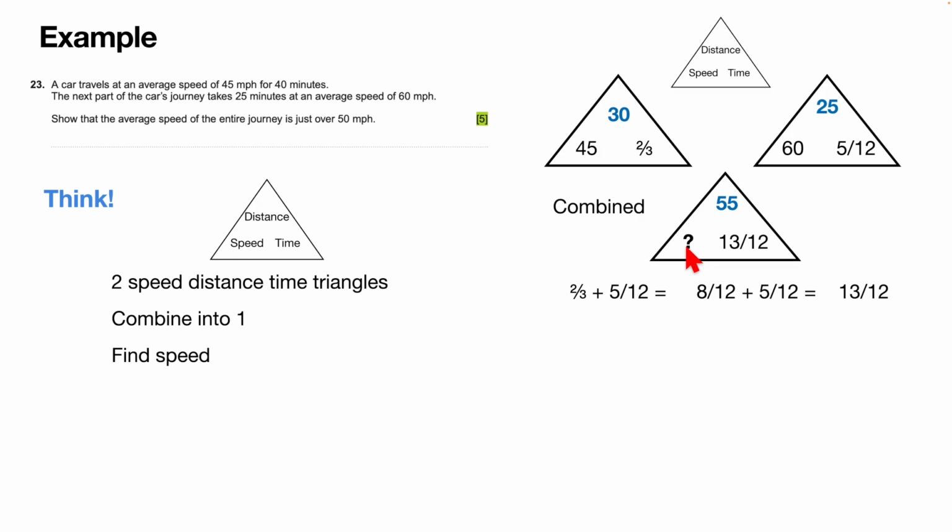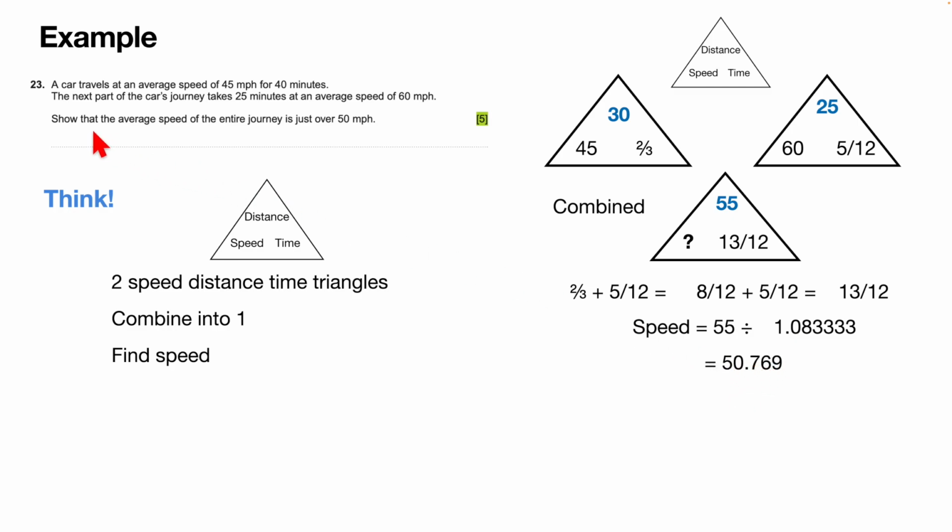We are looking for this, which is the speed. So we'll go back to our triangle. 55 divided by 13 over 12. Speed equals 55 divided by... I don't like dividing by a fraction. It can just go weird, really. So let's use a decimal. We can make it fairly accurate. It probably goes 333 forever. 55 divided by 1.083333 is 50.769.